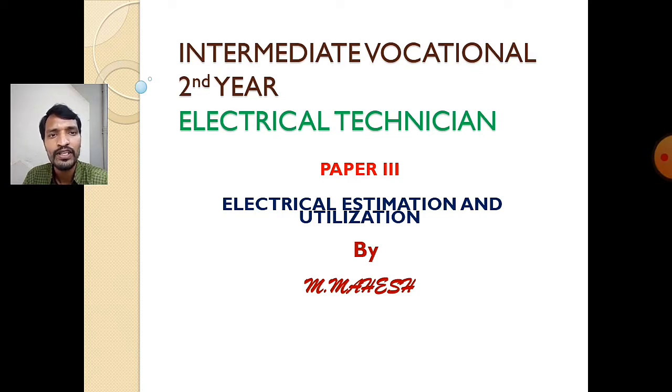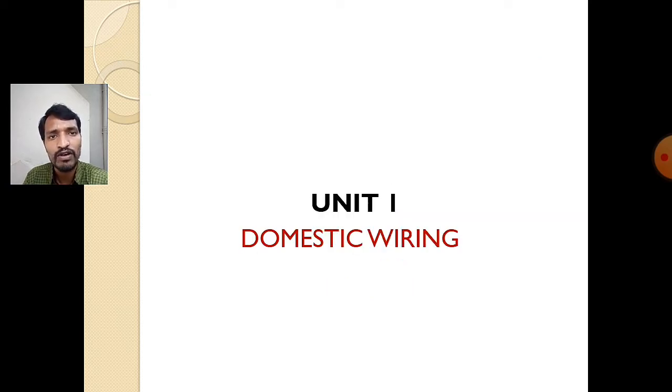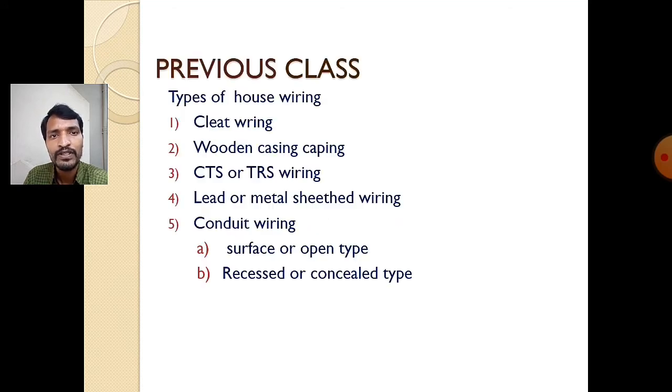Today, in our electrical technician course, we are going to study Paper 3, Electrical Estimation and Utilization. In this, we have already started our first unit, domestic wiring. In the previous class, we studied different types of house wirings.